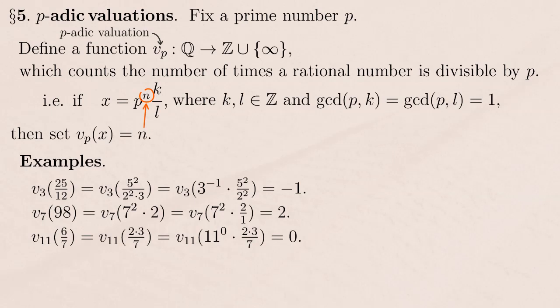There's a special edge case here as well. The number 0 can be divided by any prime p as many times as you like, so we usually write that vp of 0 equals infinity. That's what that symbol infinity is doing in there.